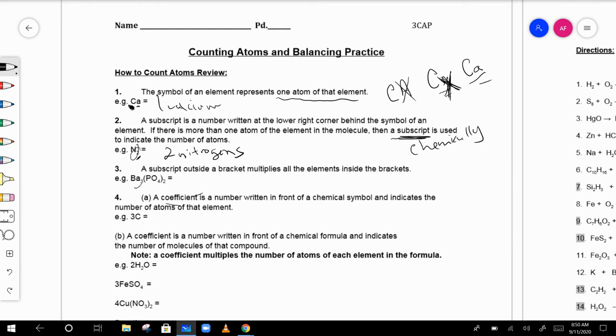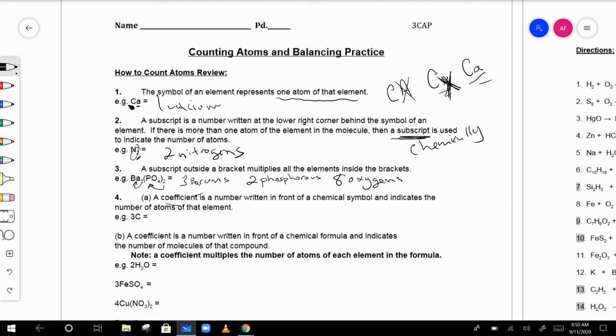Okay, so this one's easy. We have 3 barium because that's not in the brackets. Okay, and then this 2 multiplies everything inside. So technically we have 2 PO4s. So 2 PO4s. So that means we have 2 phosphorus and we have 8 oxygens.